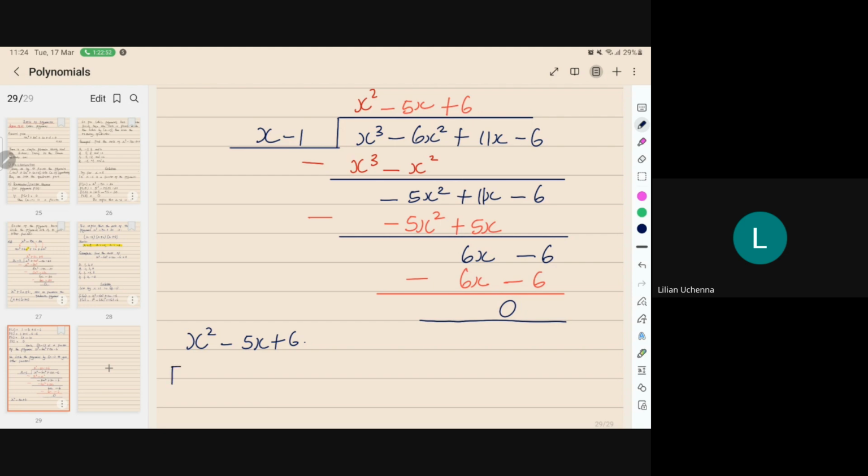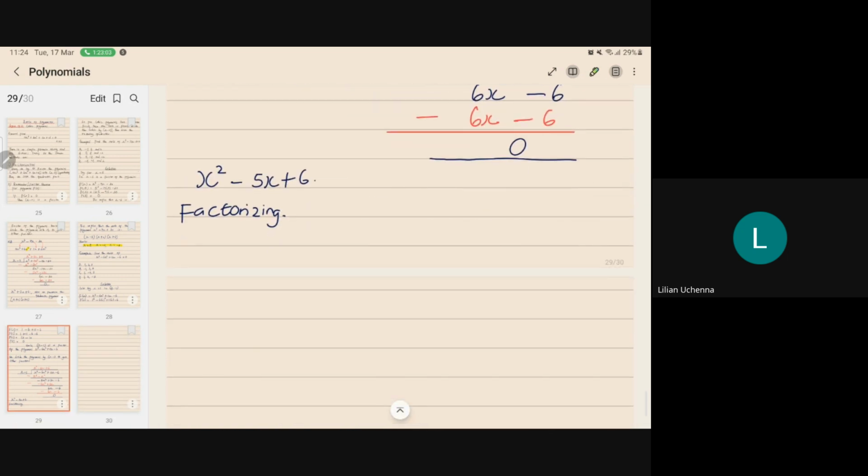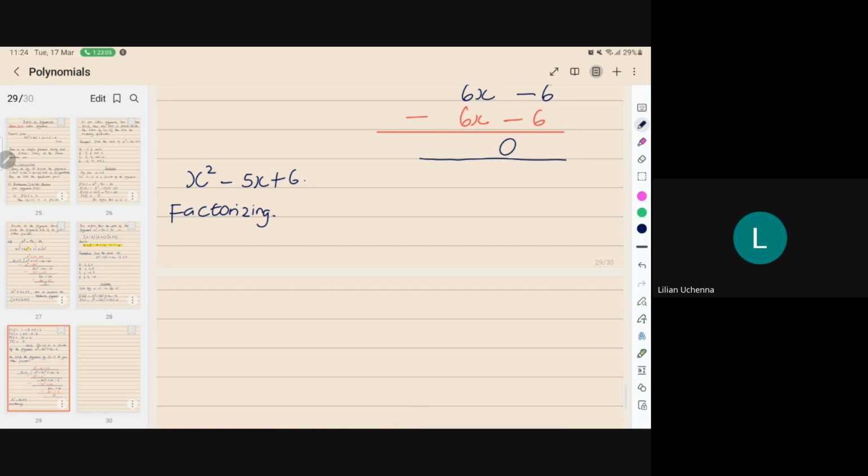So now, factorizing: two numbers that when I multiply, they give me 6, and when I add, they give me minus 5. So those two numbers are going to be what? x minus 2 and x minus 3, because minus 2 times minus 3 will give us 6, and minus 2 plus minus 3 will give us negative 5.